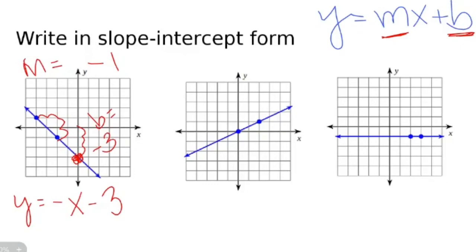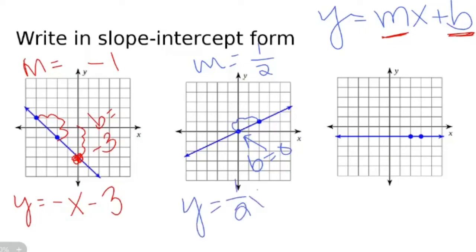This middle guy, positive slope, goes up 1 over 1, 2, so positive 1 over 2. My y-intercept is going to be a nice 0, like the name of our cat. Y equals half of an x plus 0, or y equals 1/2 x.